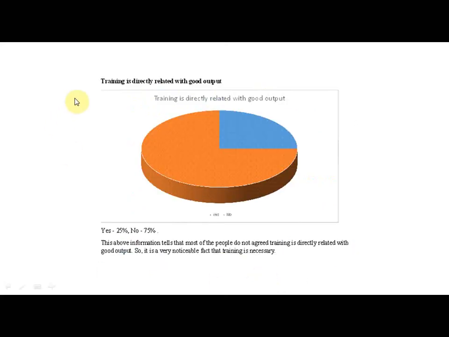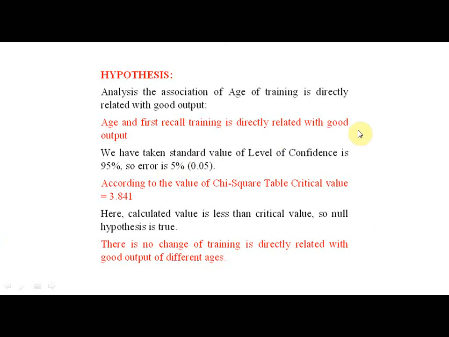Training is directly related with good output. Analyze the association of age and training is directly related with good output. Age and the first equal training is directly related with good output. Here the calculated value is less than the critical value, so the null hypothesis is accepted. There is no change: training is directly related with good output across different ages.